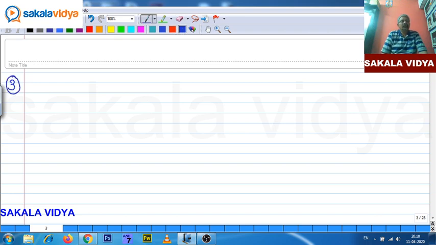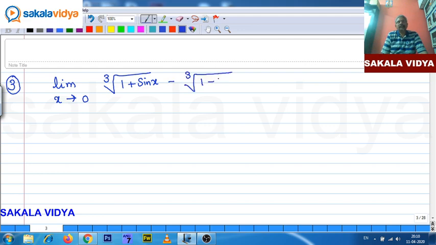So, now third question. Limit x tends to 0, cube root of 1 plus sin x minus cube root of 1 minus sin x upon x equals to.